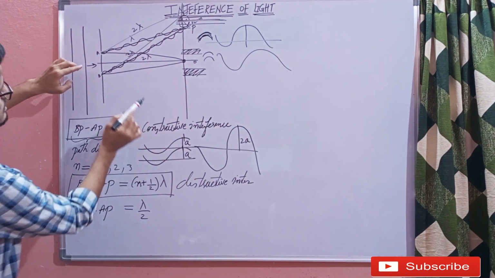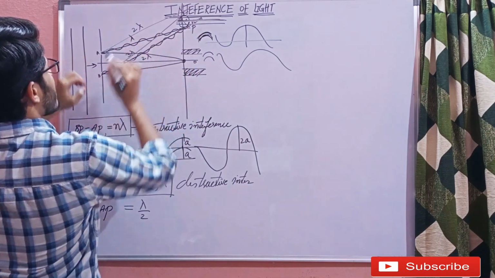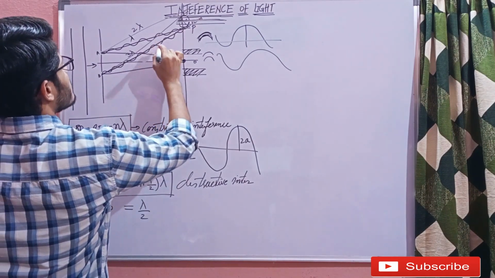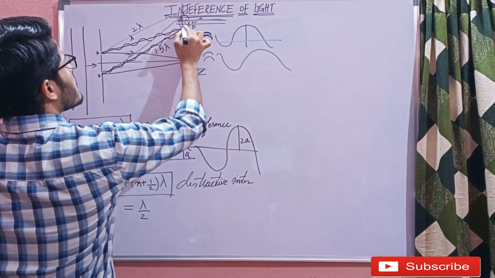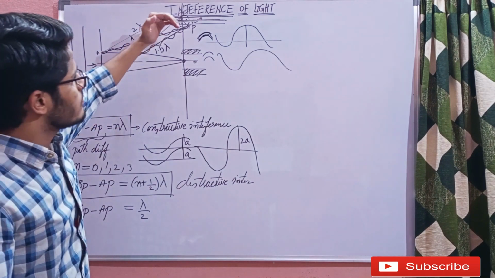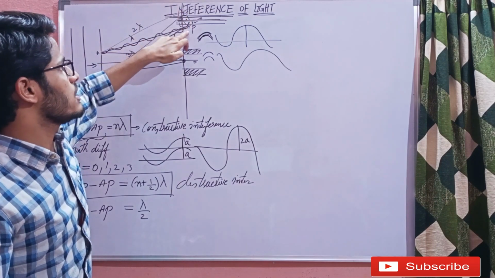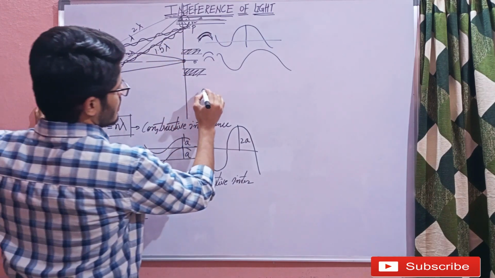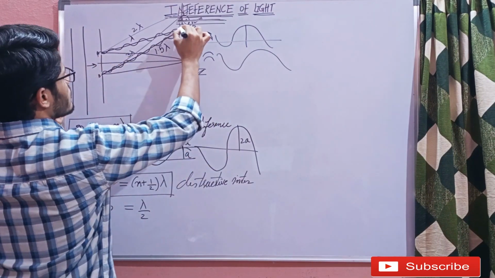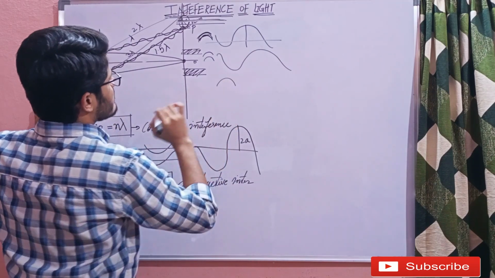On the final screen, suppose we take a point P. The ray 1 has traveled lambda distance to reach the point P, and the ray 2 has traveled 1.5 lambda to reach the point P. So what kind of shapes will we be getting, whether both are at the top at the point P or what, we'll see now. Suppose it has traveled a lambda distance, meaning the ray is starting from its top, so it will end on its top at point P.